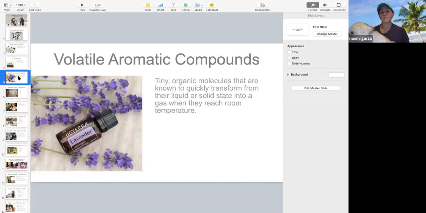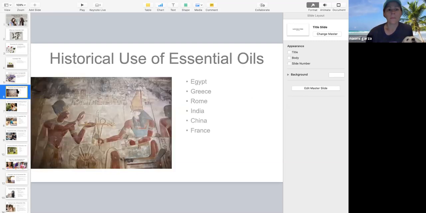So they're volatile, meaning that when I open a bottle, which, that's not the best one for my dog, because I have my dog on my lap who likes to be in these, but this is peppermint. They're aromatic. They're going to diffuse automatically. Does it smell good for you? No, it doesn't, because that's really, really intense. That's peppermint, not lavender. They're tiny organic molecules that quickly transform into liquid and gas at room temperature. Pretty cool.